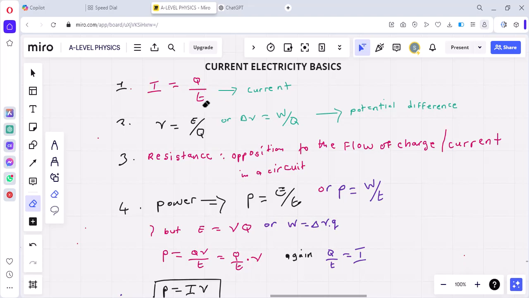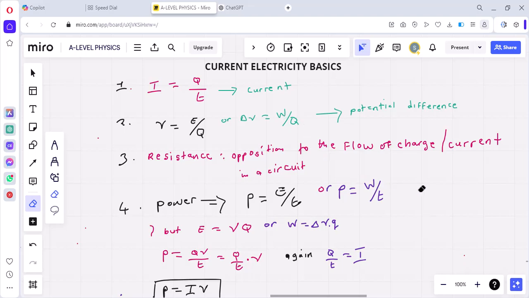Another common term under current electricity is voltage or potential difference. Potential difference can be defined as the energy required to move a charge through a conductor, or the energy required to move a charge from one point to another in a circuit, or the work done in moving a charge from one point to another. That is work done per charge.